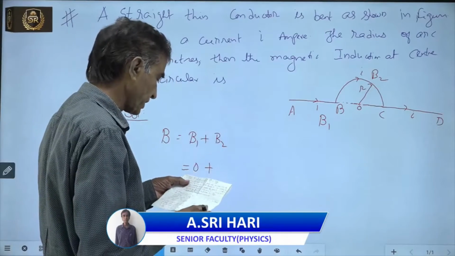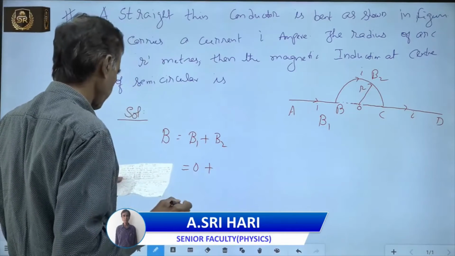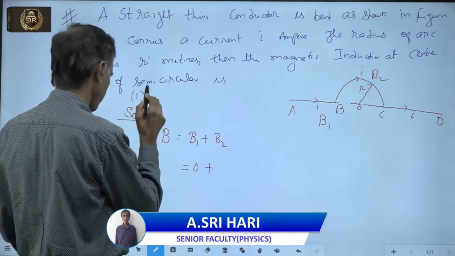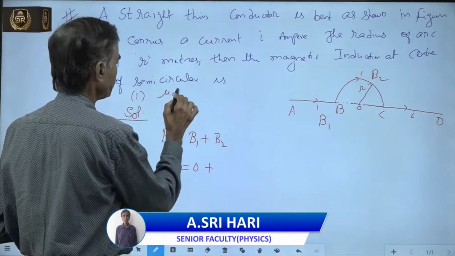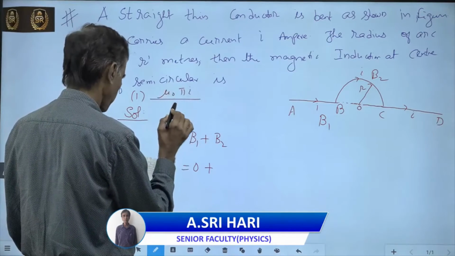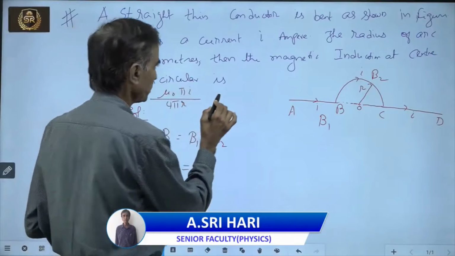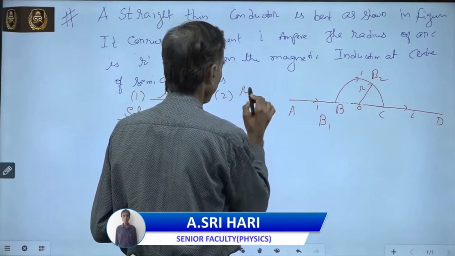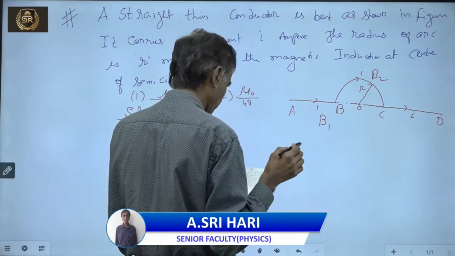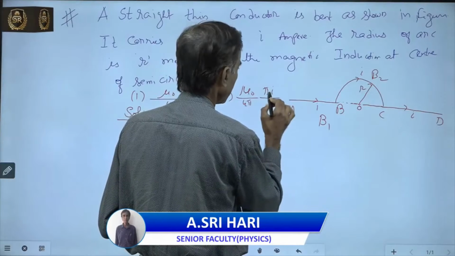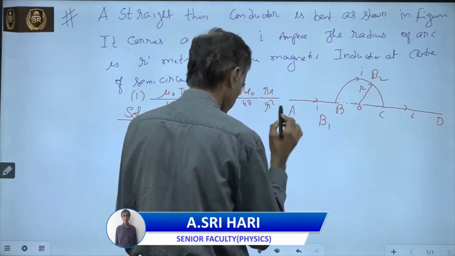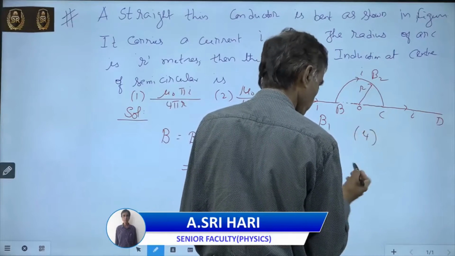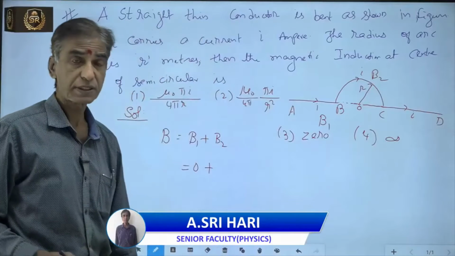So what are the options given here? Let us check. Option 1 is mu naught pi I upon 4 pi r. The second option is mu naught by 4 pi into pi I by r square. The third option is 0, and the fourth option is infinity. So those are the options given. Then we have to check the correct option.